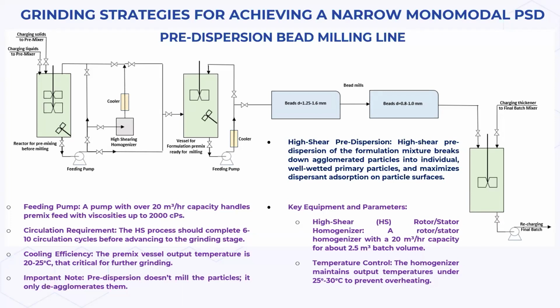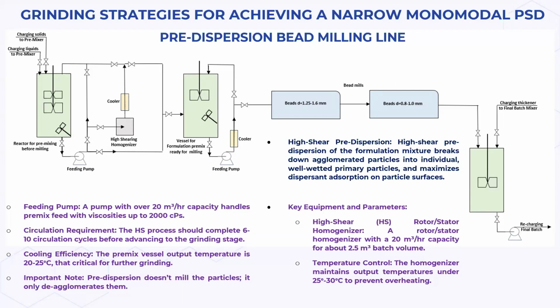For a 2,500-liter batch, up to 10 cycles, approximately 25,000 liters of premix is circulated over 1 to 2 hours through the homogenizer. A capacity of 25 cubic meters per hour and an integrated heat exchanger provide the necessary throughput while maintaining controlled temperatures during circulation.